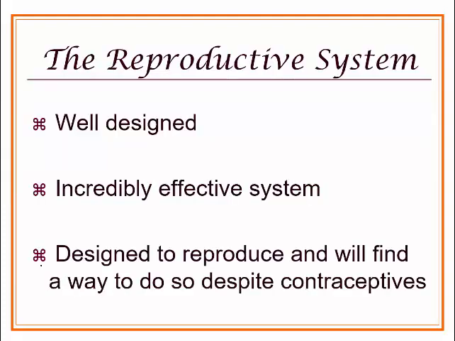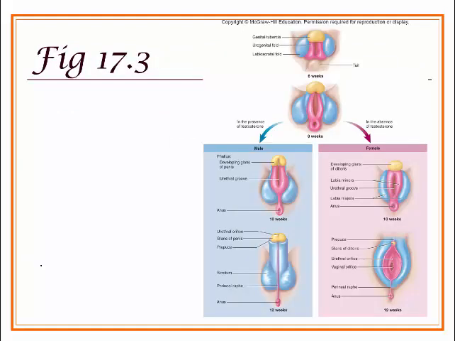All right, so the reproductive system in humans is very well designed. It's extremely efficient and incredibly effective. It is designed to reproduce and will find a way to do so despite some contraceptive efforts. The reproductive structures begin to develop in fetal development, and there are homologous structures between male and female humans.